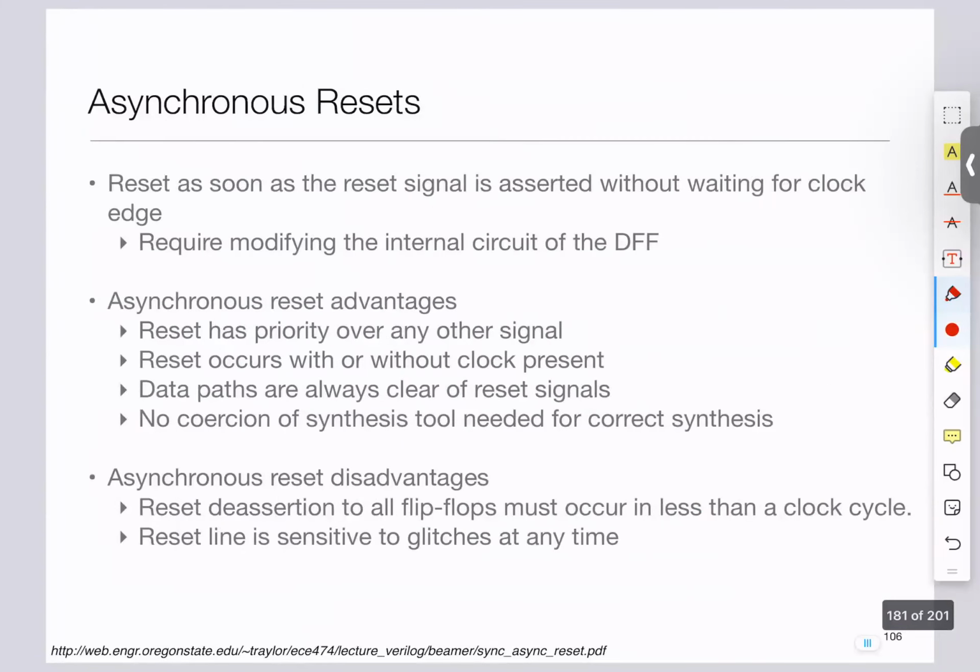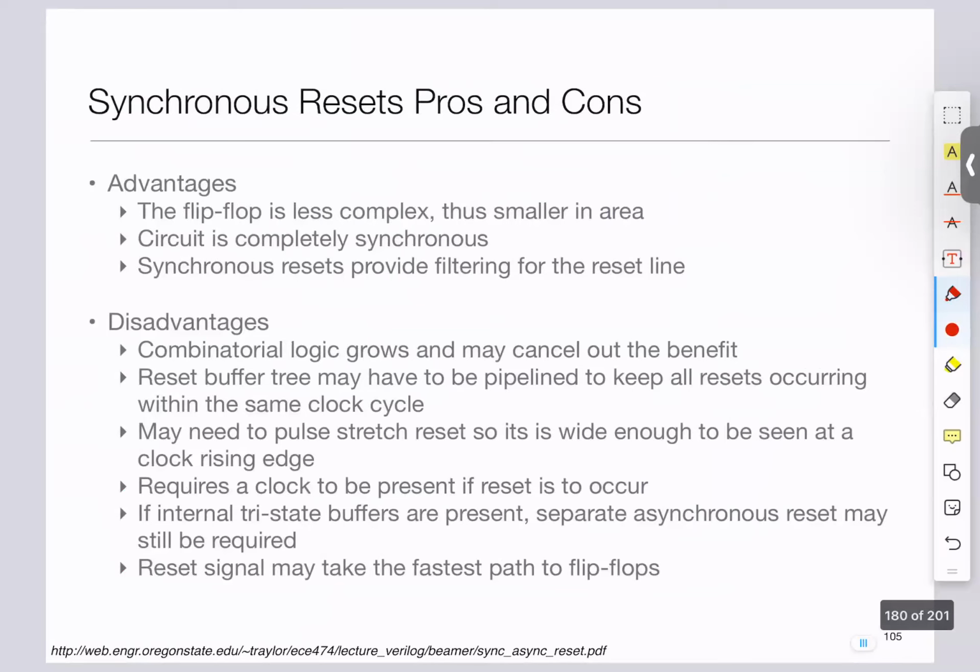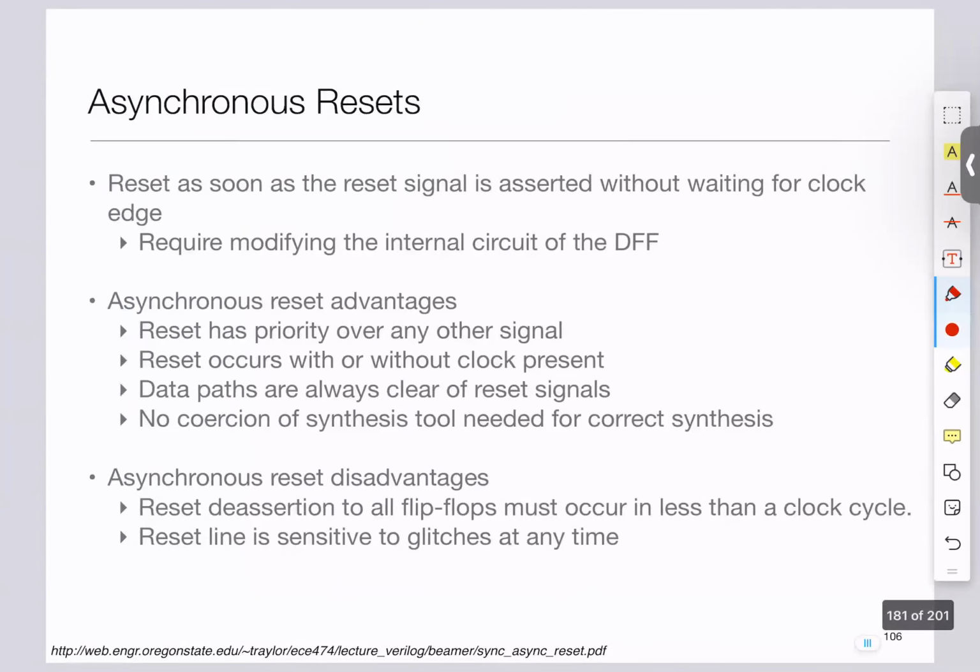So synchronous set and reset have the disadvantage that they take time. On the other hand, the advantage is we know that things are happening at the clock tick. That's positive. Asynchronous has the advantage that it immediately resets. I don't have to wait for the clock, and there are a few reasons why we might want to do that. Disadvantage is if there is a little bit of a spike because of noise on my reset signal, my flip-flop will get reset. So that's dangerous.